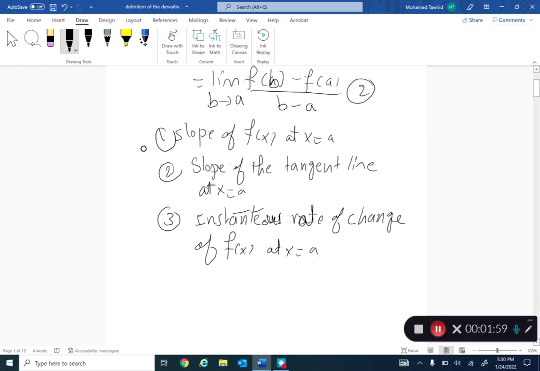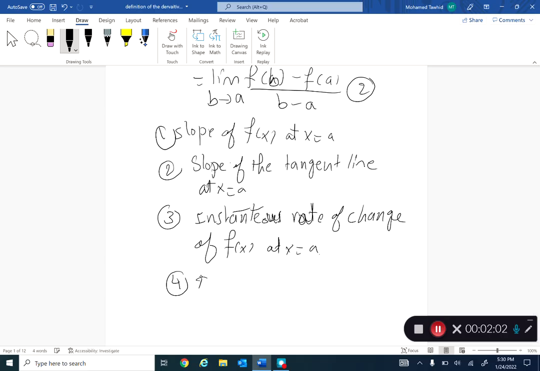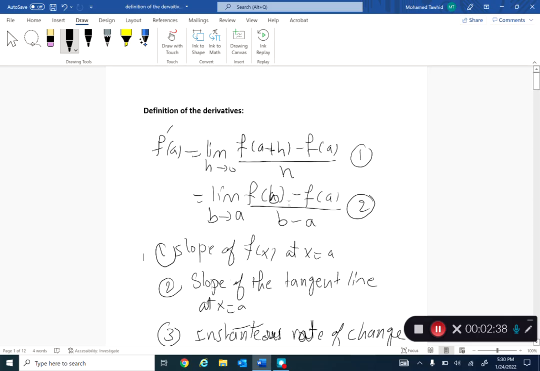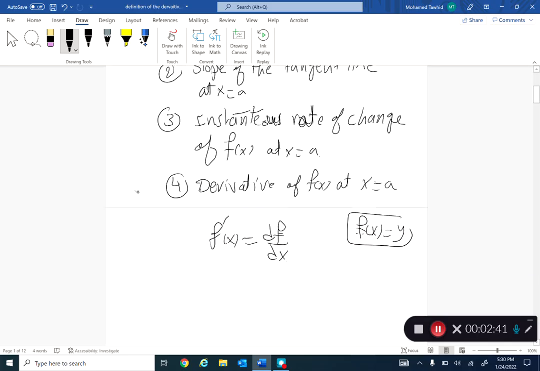So we have the slope. And number 4, we mentioned the derivative, that is called the derivative of f of x at x equal a. The derivative here we sometimes call f prime of x, or sometimes we write df by dx, the derivative of f with respect to x, where f is a function in x. That is the reason you have to take the derivative with respect to x. So today we are going to show you how to use equations 1 and 2 for the derivative, number 4.